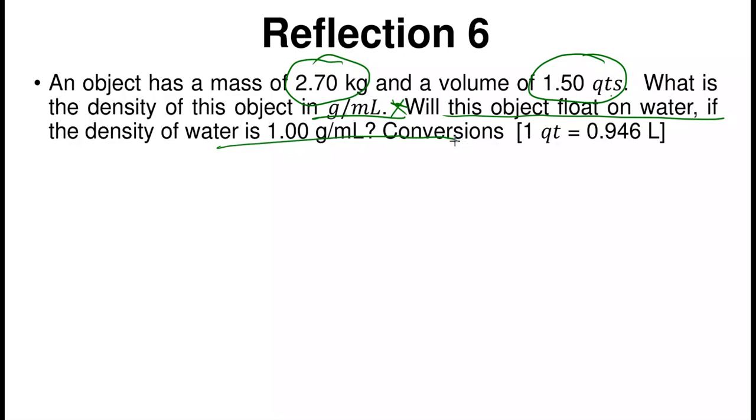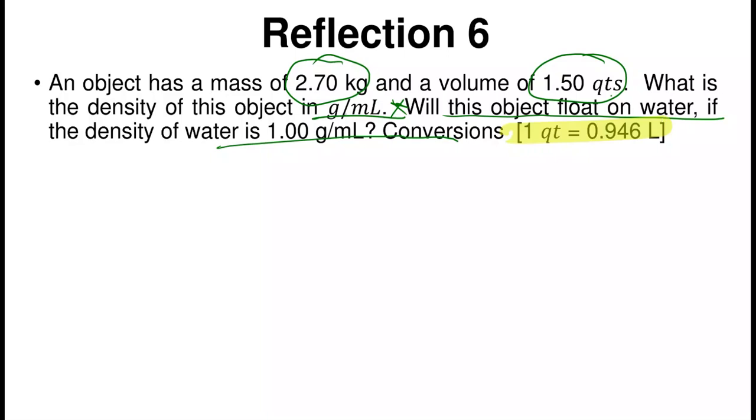Will this object float on water if the density of water is 1.00 grams per mil? If this object has a density that is greater than 1.0, it's not going to float in water. But if it is less than 1.00 grams per mil, which is the density of water, it will float. That's what we're going to determine. And we're given the following conversion factor: 1 quart is equal to 0.496 mil.